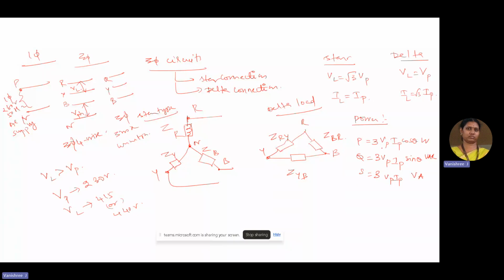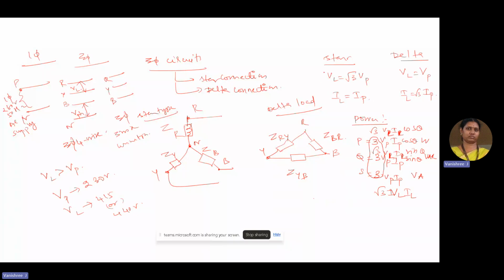So it is very essential that the multiplication factor is 3 when we are using the phase values, whereas when we are using the line values, it is √3 VL IL cos theta for P, √3 VL IL sin theta for Q, and √3 VL IL for apparent power. So the power equations will be the same irrespective of the connections.